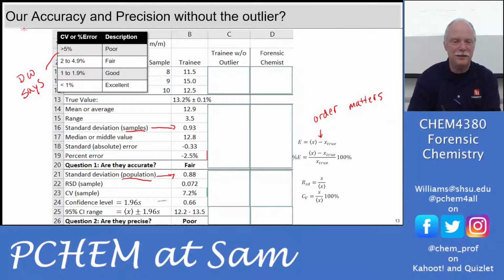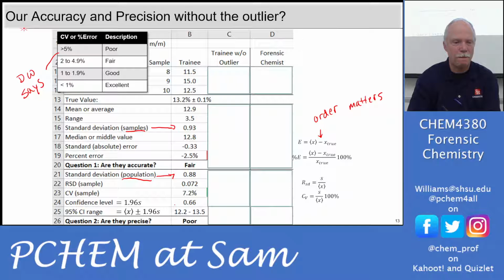We have our confidence levels and so on, and we can say, are they precise? So here we are. This x plus or minus 1.96s is going to be 12.2 to 13.5. It definitely contains our true value.